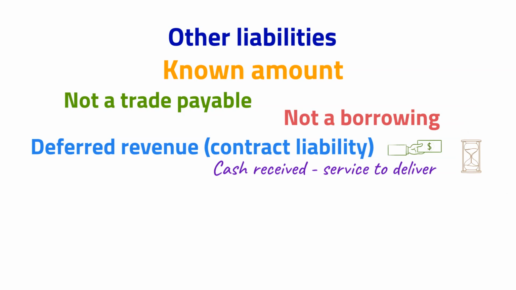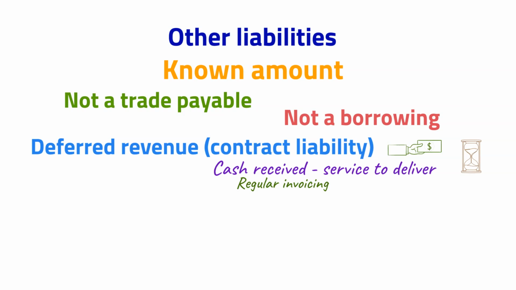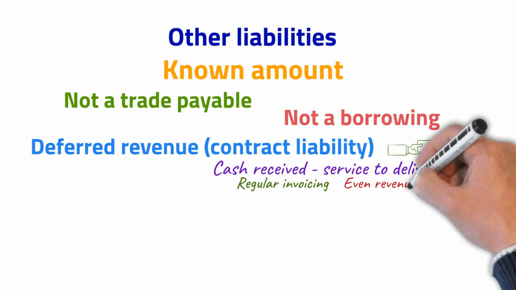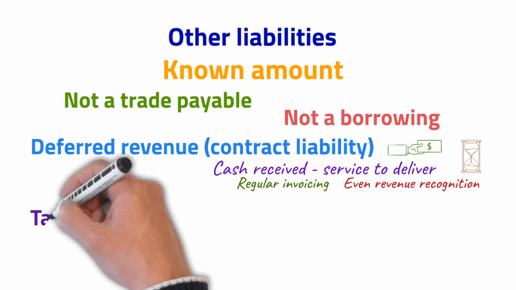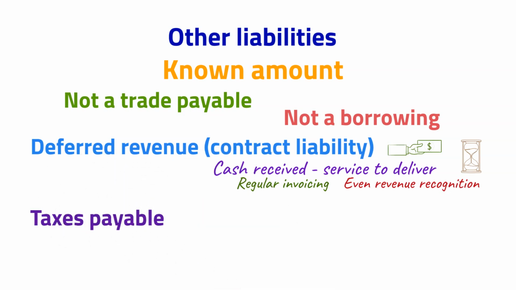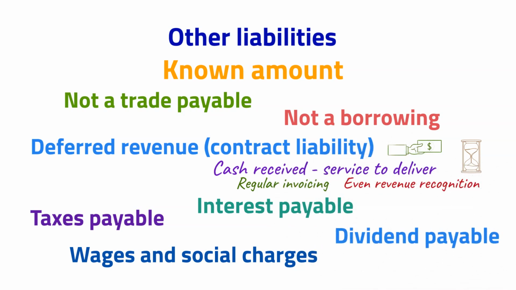The difference is that prepayments received are normally for one-off events and deliveries, while deferred income often relates to recurring revenue, where you expect to issue similar invoices for the same type of services regularly, for example every quarter, 6 months or a year, and deferred revenue is normally recognized evenly over time. Another part of other liabilities is taxes payable, VAT, payroll tax, corporate tax. And another one, wages and social charges payable, or interest payable, or dividends payable once declared, and also a current portion of long-term liabilities, for example, these liabilities due within 12 months.